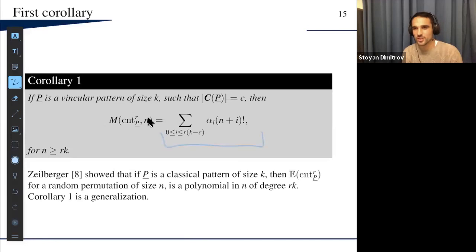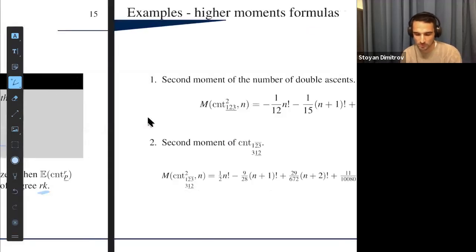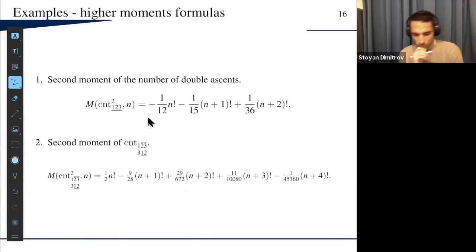And Dr. Z in this great paper found actually a similar thing, but just for the classical patterns. He found that the resulting moment is polynomial in n of this degree r times k. And this is indeed a slight generalization. Okay, and here are some examples.